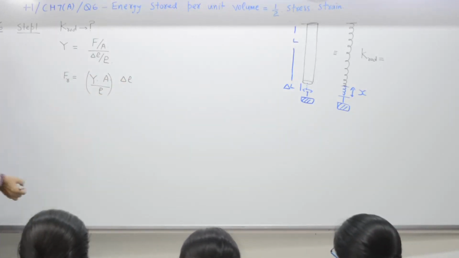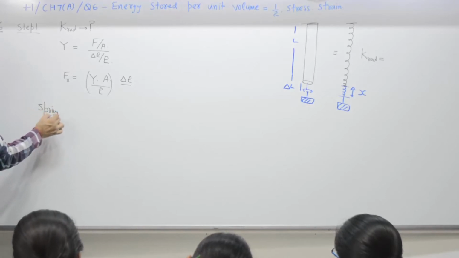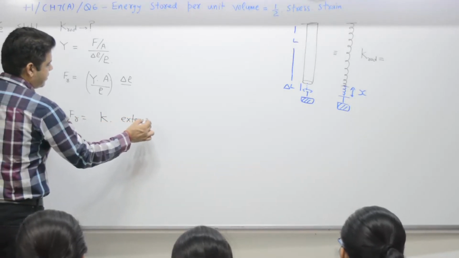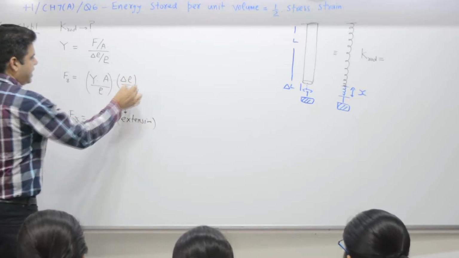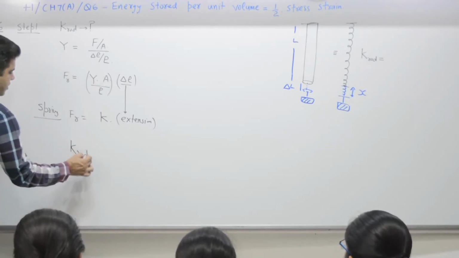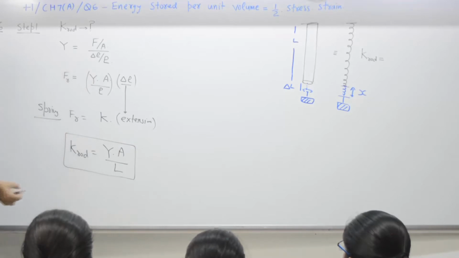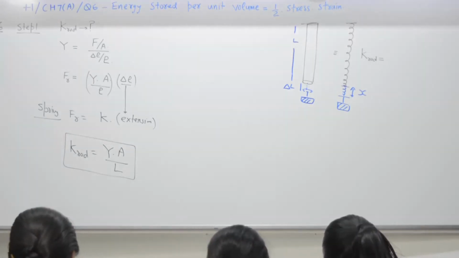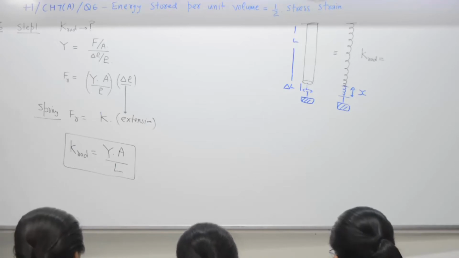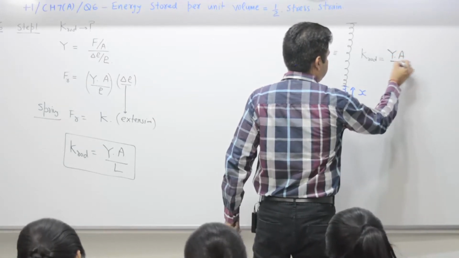The restoring force is equal to some constant times extension. For a spring, the restoring force was equal to, magnitude only, K times extension, be it delta L or x. So, from these two, K of a rod is equal to what? Y A by L. Two minutes with you to write. K of rod is Y A by L.